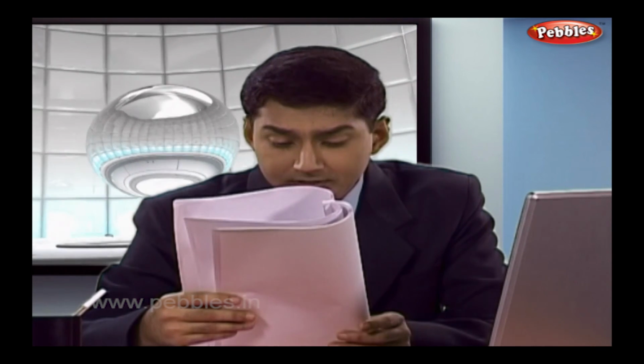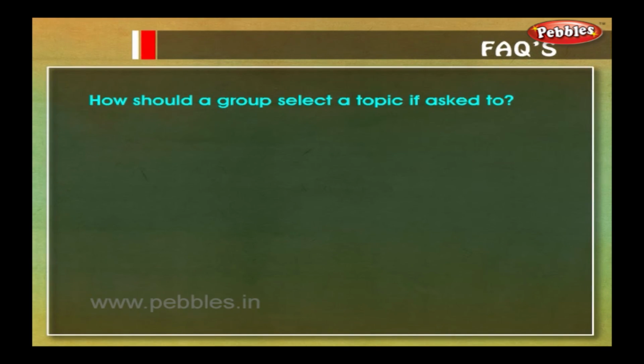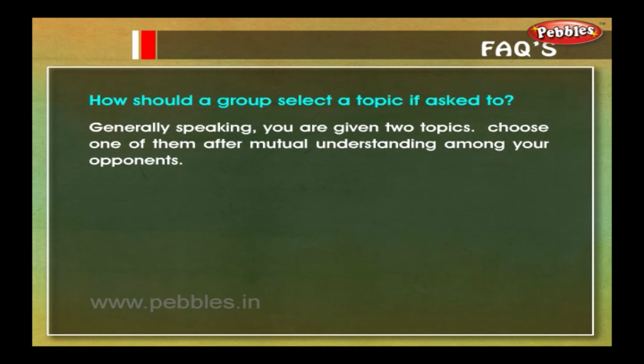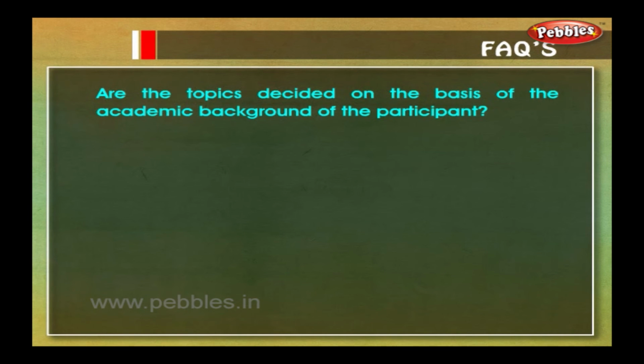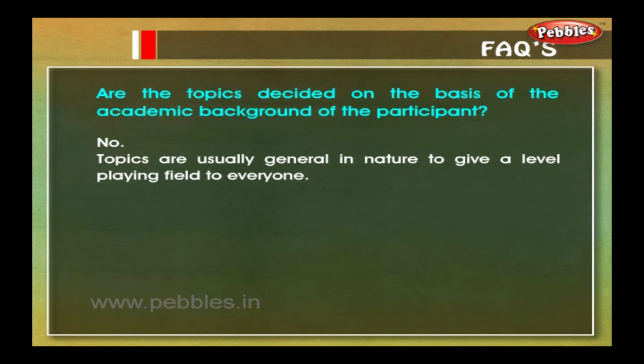How should a group select a topic if asked to? Generally speaking, you are given 2 topics. Choose one of them after mutual understanding among your opponents. Are the topics decided on the basis of the academic background of the participant? No. Topics are usually general in nature to give a level playing field to everyone.